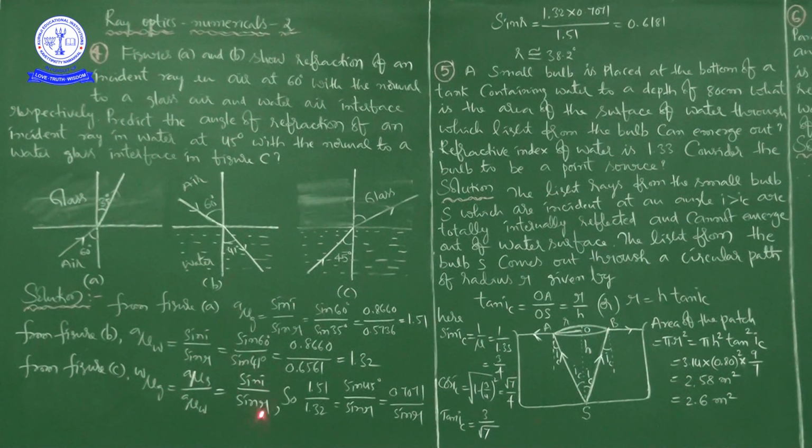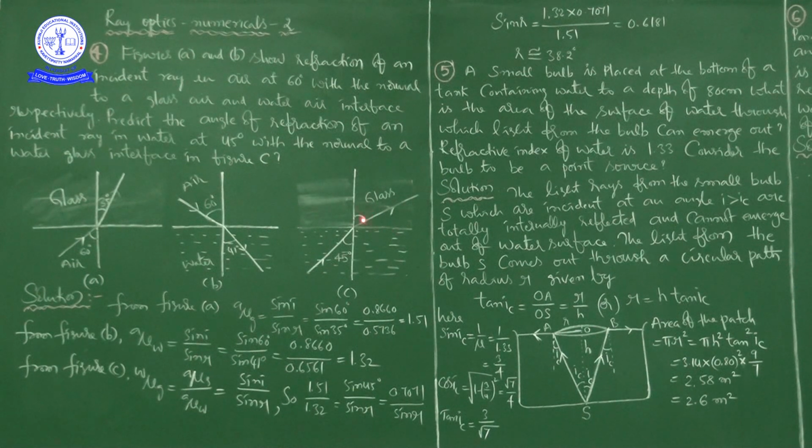That is also equal to sin I by sin R. So W mu G is equal to sin I by sin R, but the same W mu G, water to glass, you can also write as A mu G by A mu W. In this expression we substitute the values we got from figure A and figure B: 1.51 by 1.32 is equal to sine 45 degrees by sine R.